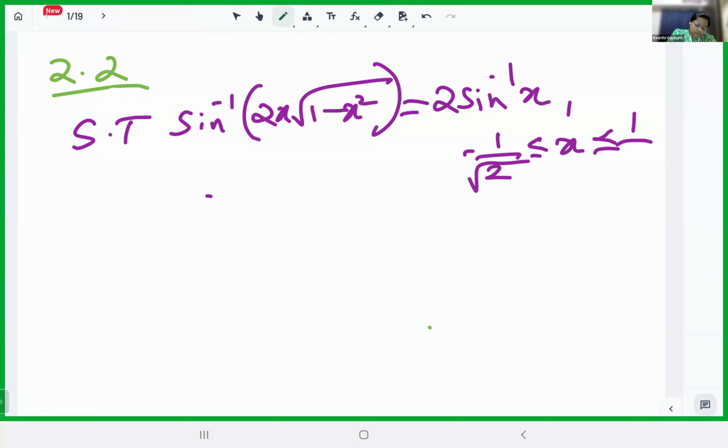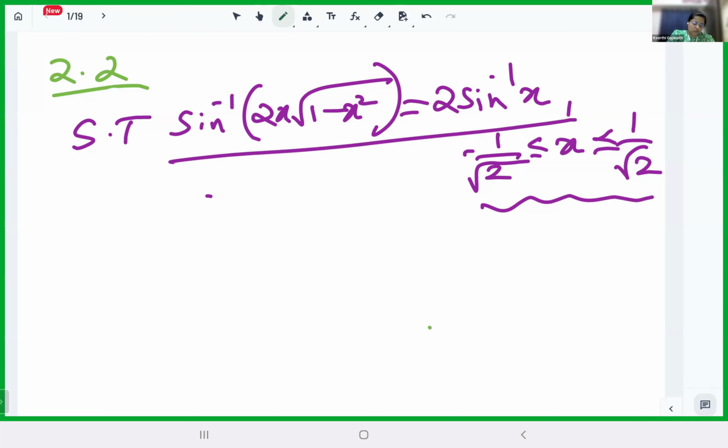And they have also given the domain. You don't need to consider this. This just means that the function is valid only in that interval. The x values can only vary from minus 1 by root 2 to 1 by root 2. That is, the function is valid only in that particular interval. That's it. So we have to show that sine inverse of 2x into root of 1 minus x square is equal to 2 sine inverse x.